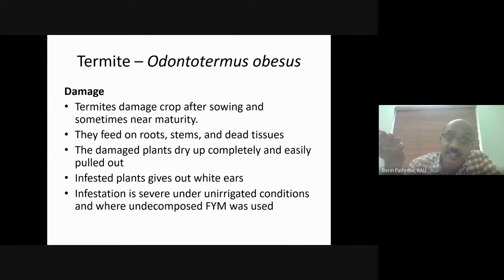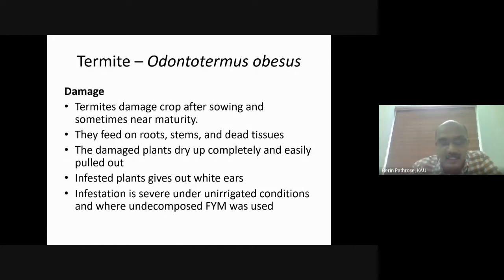These termites feed on roots, stems and dead tissues. It feeds on roots, stems and it mainly prefers dead tissues. So that's why during a drought kind of scenario it survives, because drought leads to the drying of the crop and it can feed on the dead tissues. Because of the feeding of the termites, the plant gets dried up completely and can be easily pulled out because the roots will be fed by the termites. So if you try to pull out, there won't be any roots remaining in the soil. It can be easily pulled out.